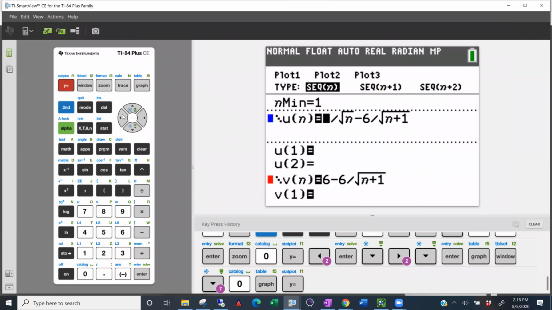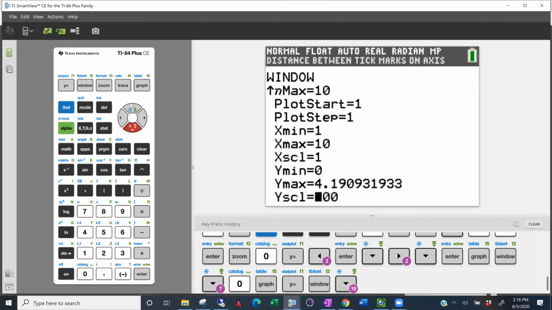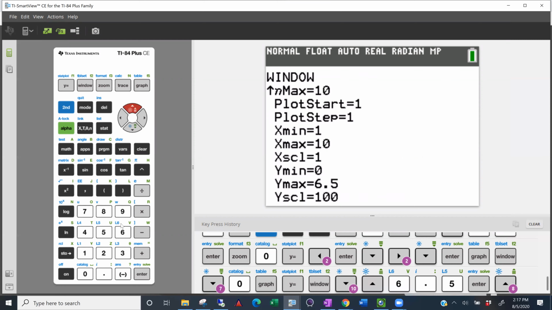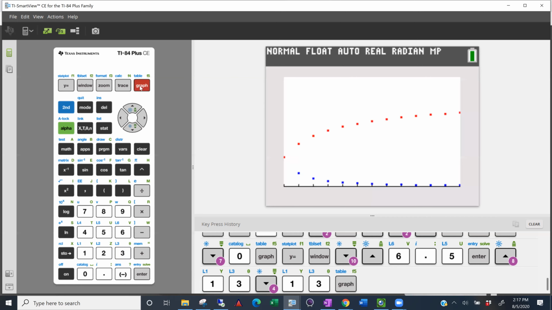let's go up to our window, Y max. Let's do 6.5. Eventually, what you should see is that the graph would get closer and closer to 6.5. And let me make a couple other changes. I'll make n max maybe 13, and 15. Let's just see what it looks like now. Okay. What you see is that the sum is leveling off.